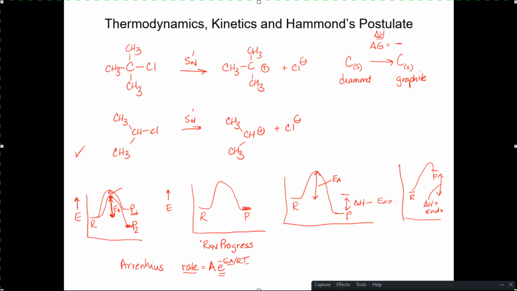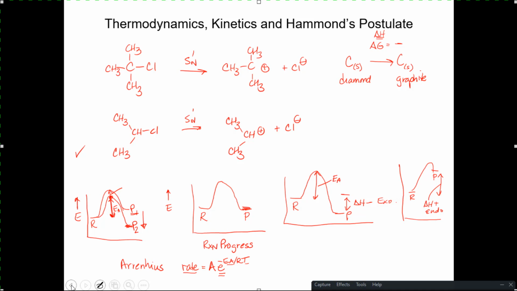Hammond's postulate basically said that if you make the product more stable, it'll have a lower activation energy and it will be formed faster. Okay? That's the way we interpret Hammond's postulate in beginning organic chemistry.